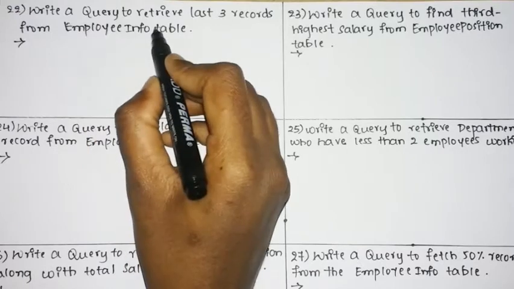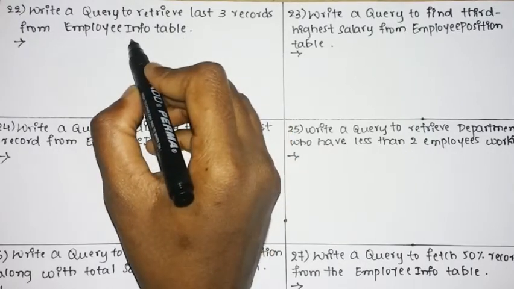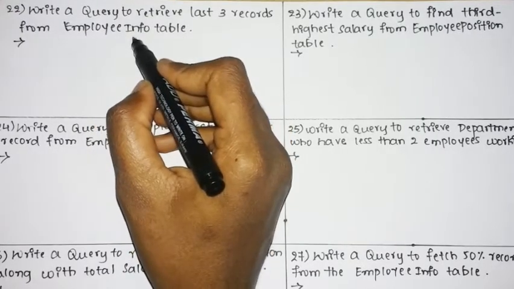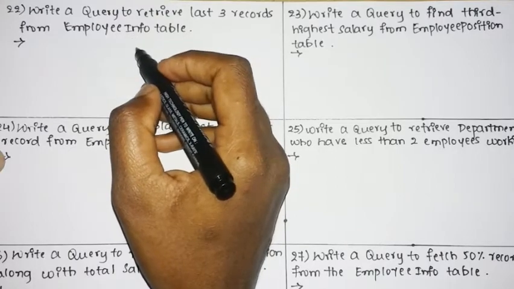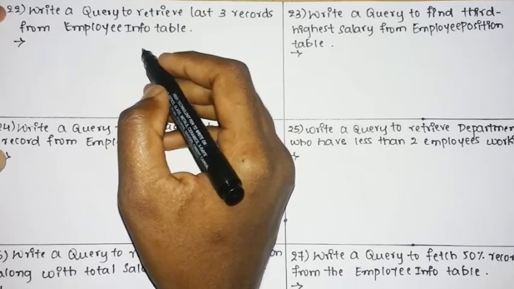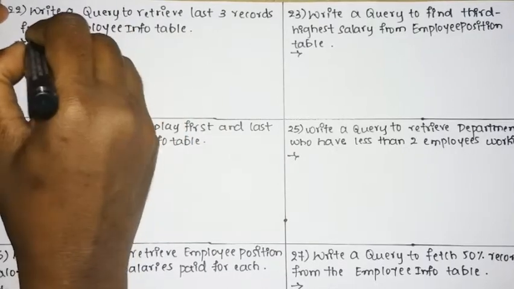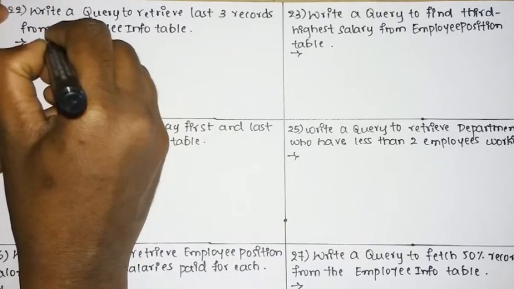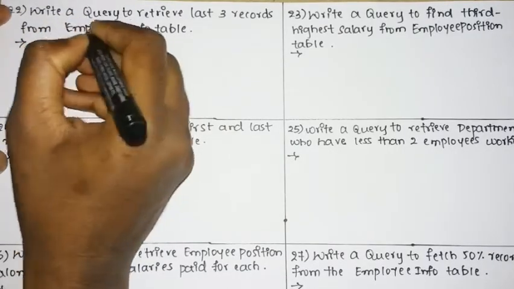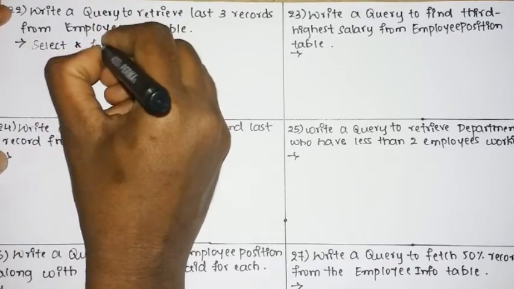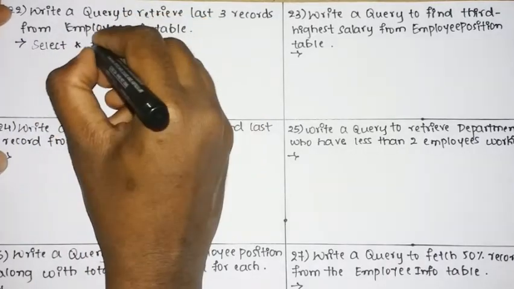Write a query to retrieve the last 3 records from the employee info table. So you need to retrieve the last 3 records from the employee info table. For that, again you need to use a select keyword. So select star from the name of the table, which is employee info.